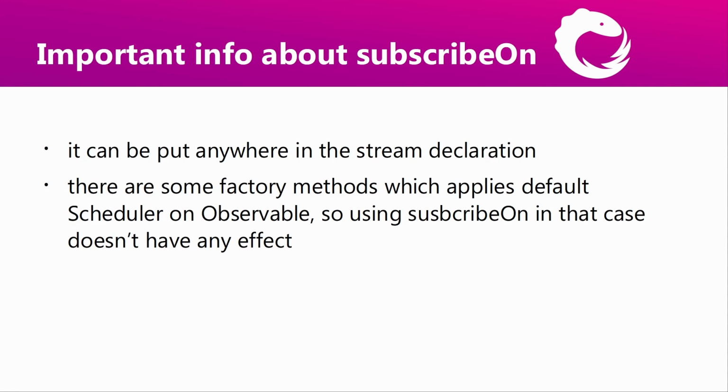Secondly, there are some factory methods which apply a default scheduler on the observable. So actually using your own subscribeOn operator in such a stream doesn't make any sense. For example, Observable.interval internally, under the hood, uses Schedulers.computation, which is a different type of scheduler. We already discussed Schedulers.io, and Schedulers.computation is a different type of scheduler. We'll discuss this very shortly in more detail. So as I said, in such a case, applying your own subscribeOn operator with your own scheduler doesn't make any sense, because under the hood some other scheduler is already used and applied.